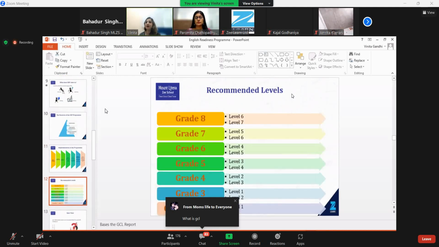Then we have the recommended level. For each grade, we recommend not going lower than 2 levels. For grade 8, levels 6 or 7; grade 7, levels 5 and 6; grade 6, levels 4 and 5. This is the recommended level for each grade. Grades 1 and 2 is level 1 that we recommend.